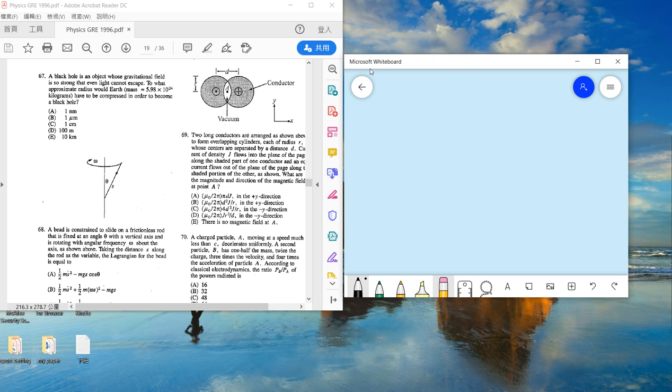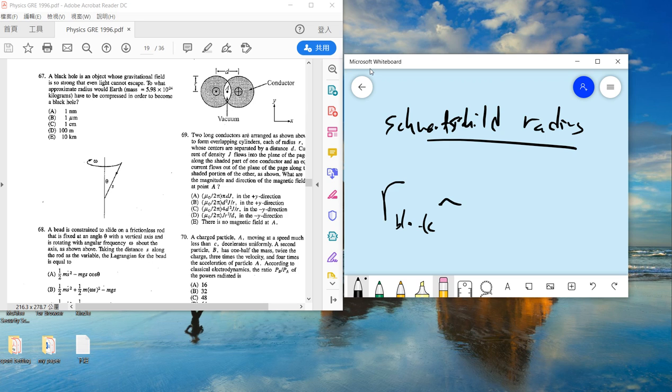Problem 67: a black hole is an object whose gravitational field is so strong that even light cannot escape. So basically it's asking about the Schwarzschild radius in general relativity, for a non-rotating black hole with no charge. There's no square root. It is basically 2GM divided by c squared.